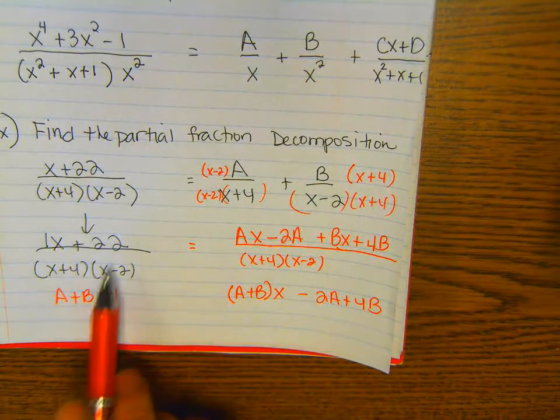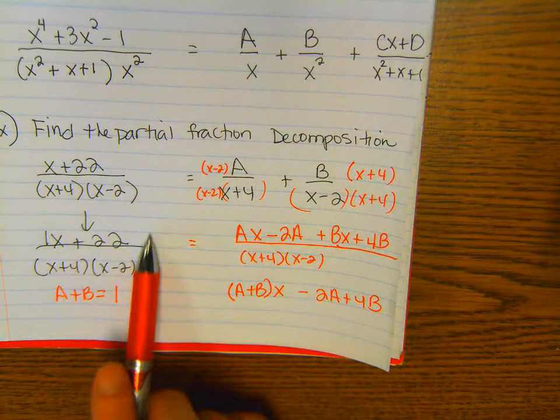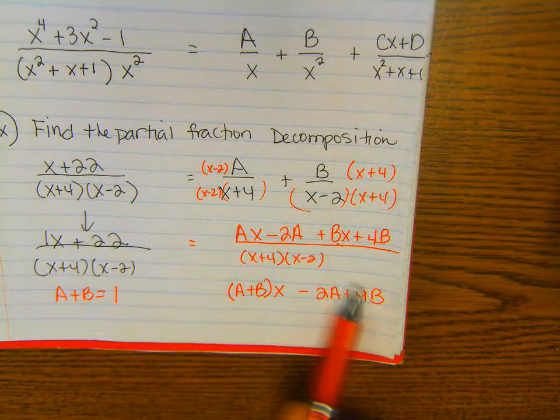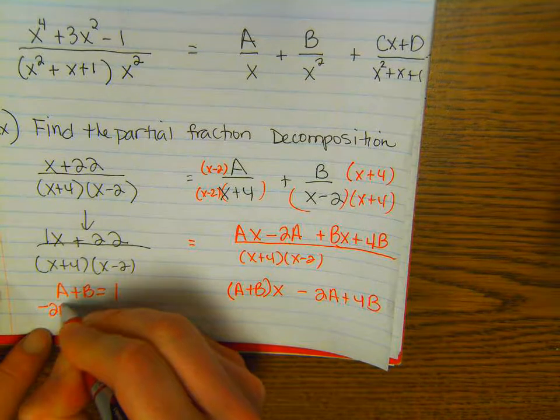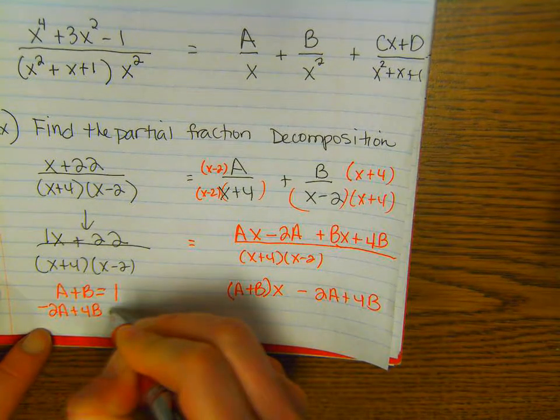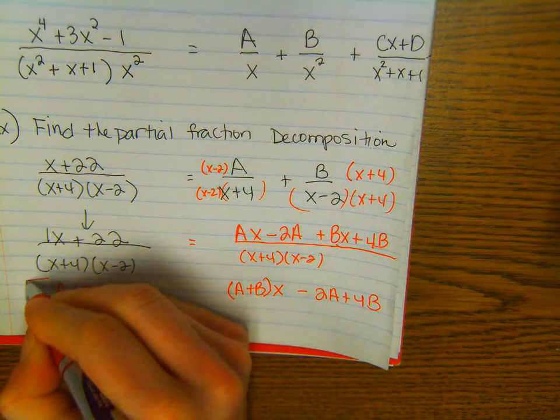Okay, now, what's left over here? 22. What's left over here? Minus 2a plus 4b. So then I'm going to write minus 2a plus 4b equals 22.